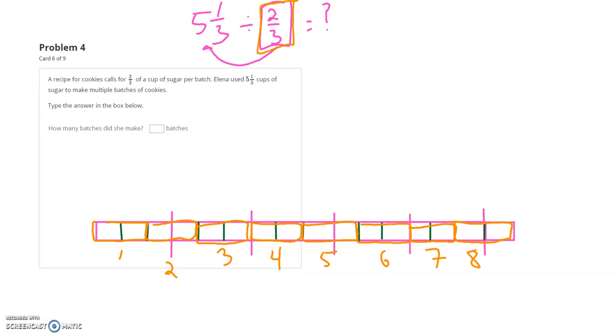We don't know how many batches. We got 8 groups of 2/3. That means there's going to be 8 batches.